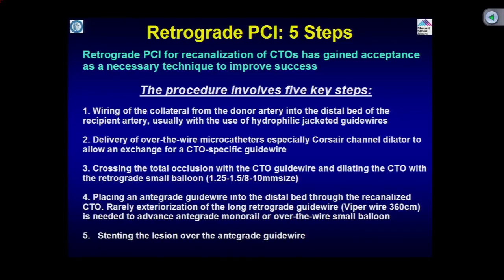Now, many times you may not be able to go through with the antegrade wire because of tremendous dissection. In those cases, you rarely externalize the long retrograde wire, which is the Viper wire, 360 centimeter from CSI, to advance the antegrade monorail or over-the-wire small balloon. But that is required very rarely, maybe 10 to 15% of cases? I would say half and half. It's about half of them. But the key is that you try to go antegrade after you have done the retrograde opening of that total occlusion. And then of course the stent has to be placed over the antegrade guide wire. Very important. The stent has to go on the antegrade guide wire.